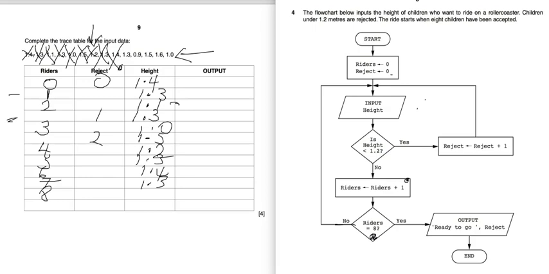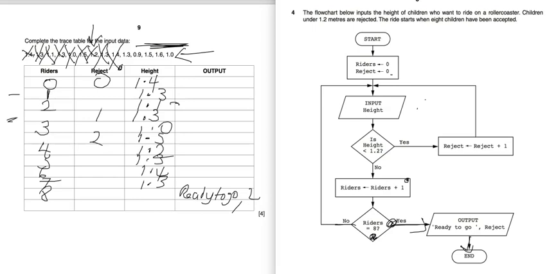So now we are here, and is the number of riders equal to 8? Yes, it is. So we go across here and we output ready to go, and then the number of rejects, which was 2. And then we end, and that's it. So we haven't used all the values here, but that's okay because we're just going up to 8 riders.